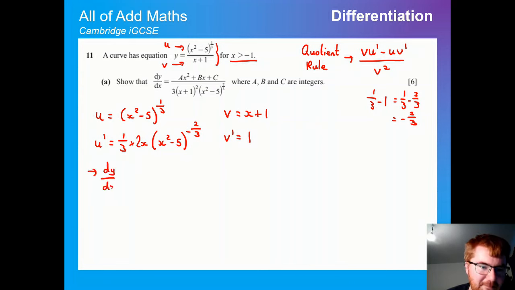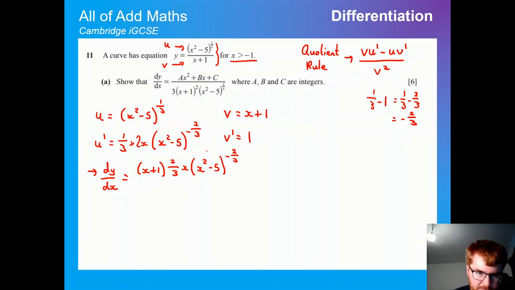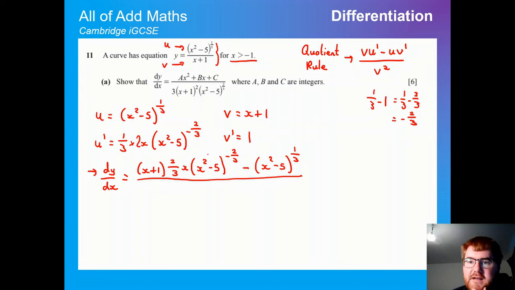Therefore, now we're going to get into the fun part, which is substituting it in. So vu dash, first of all. So we've got an x plus 1. u dash is this horrible expression here. So we get 2/3 x brackets x squared minus 5 to the power of minus 2/3. That's all one expression. Yes, just that part there. Minus uv dash. Now, luckily, v dash is just 1, so we get minus (x squared minus 5) to the power of a third. And then all divided by v squared. So this part here, we're going to get then v squared. Okay, so this is what we've got to work with so far.